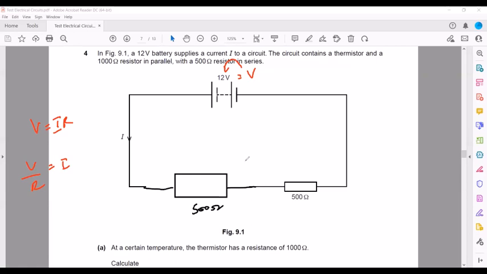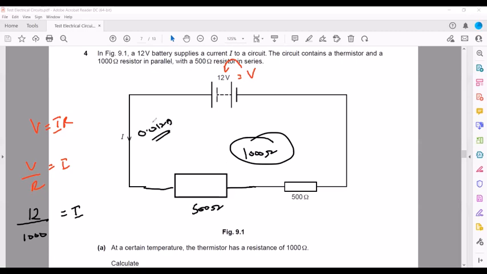So what is the total resistance now? The total resistance of the circuit is 1000 ohms. The voltage is 12 and the total resistance is 1000. So 12 divided by 1000 gives us 0.012 amperes. So the total current entering the circuit is 0.012 ampere. Whenever we need a total current in the circuit, it is always the total voltage divided by the total resistance, or the EMF of a cell or a battery divided by the total resistance.